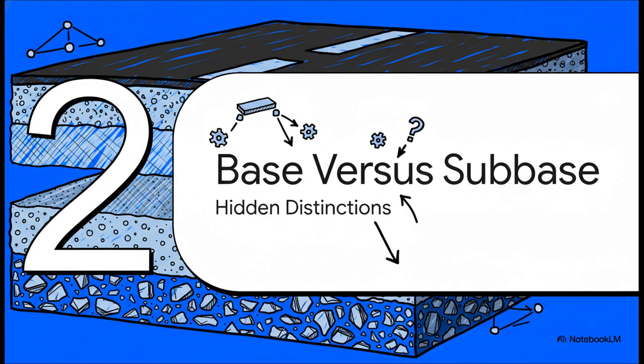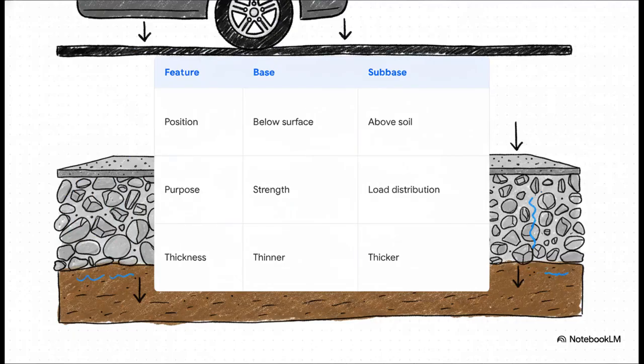Moving right along to Section 2, Base versus Subbase, where we'll be distinguishing these hidden layers. Now, what's really interesting here is how often the terms base and subbase get thrown around interchangeably by novices, but in the engineering world, they have totally distinct, critical roles. The subbase is deeper, it's thicker, and it's made of larger, coarser particles. Its main job is load distribution, spreading the massive weight of vehicles across the soil, and handling drainage. The base layer, on the other hand, sits right under the surface. It's thinner, made of much finer crushed rock that compacts really tightly. This provides precise structural strength and a perfectly level platform. So they're teams, sure, but they do completely different jobs.